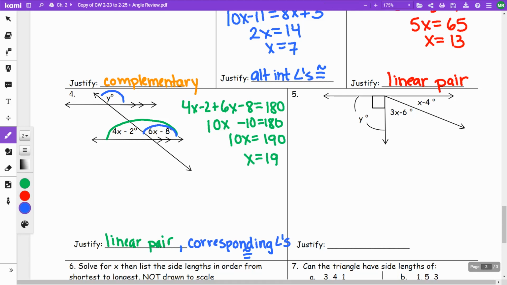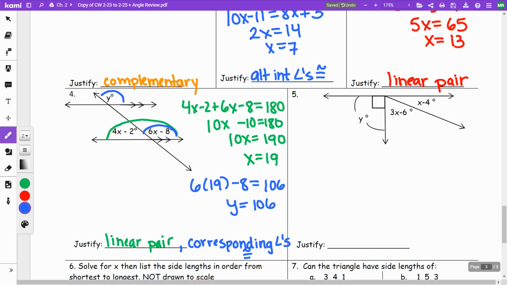So if I go 6 times 19 minus 8, and I work that out, I end up with 106. So y is going to equal the same as that, which is 106 degrees.